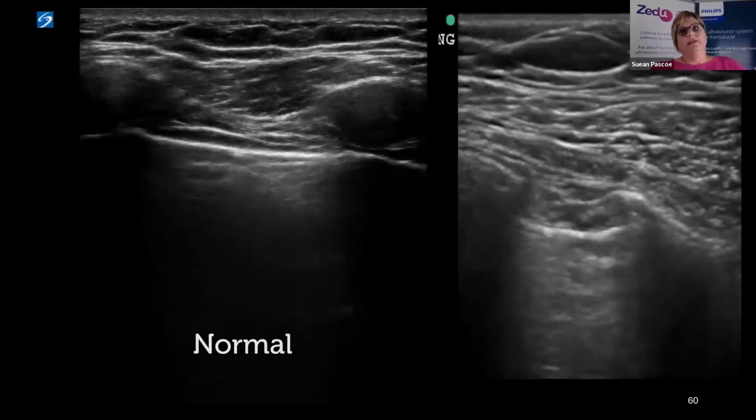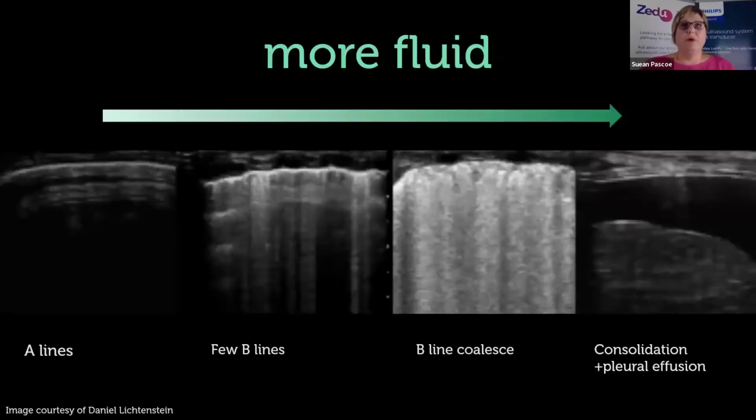Now it's not really officially part of the RUSH, but while you're on the lungs, you can also get a quick gauge of how wet they are. If you're looking for the number of B lines, in the normal lung you have A lines. If you've got vertical artifacts coming down, or B lines, depending on how many there are, versus when it's coalescing here to be one sort of big waterfall, it's getting increasingly wet lungs, and ultimately that leads to effusions.